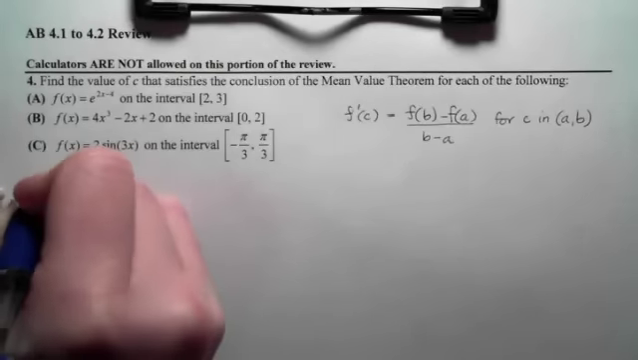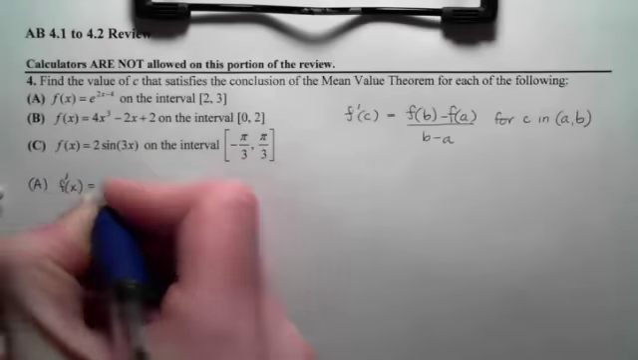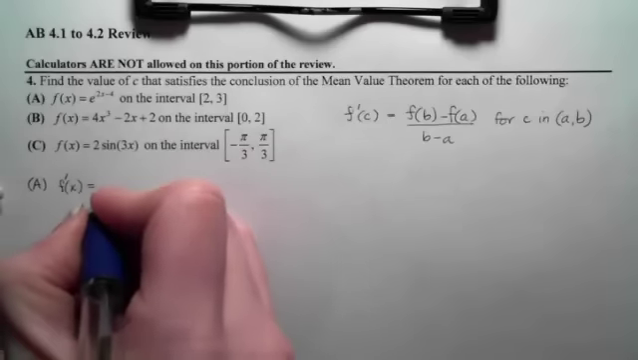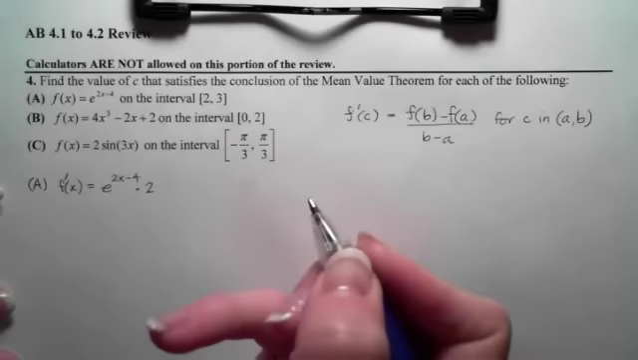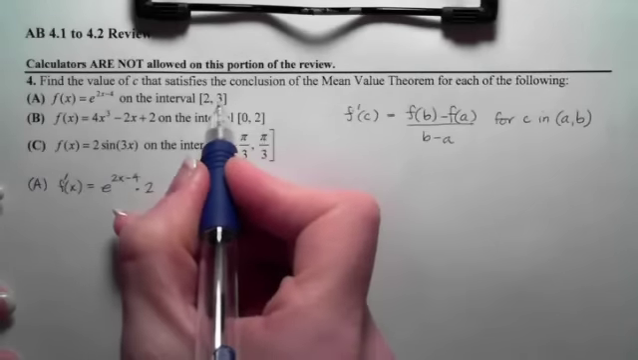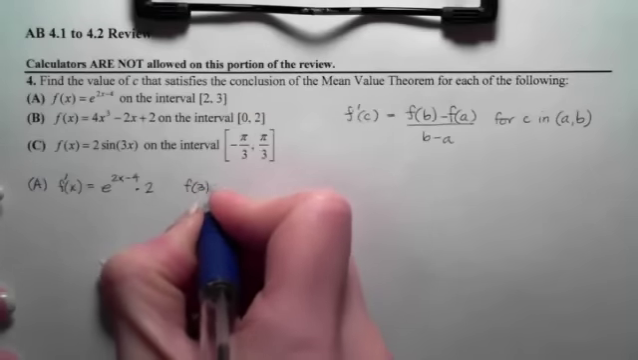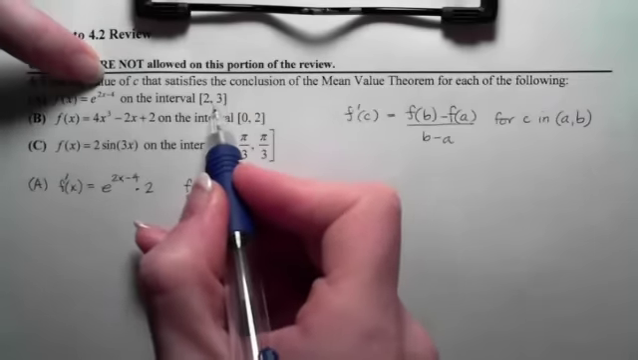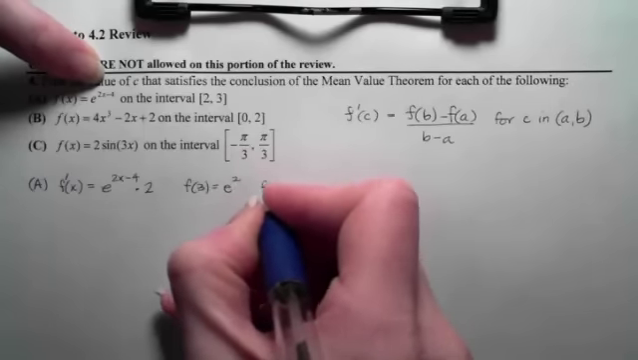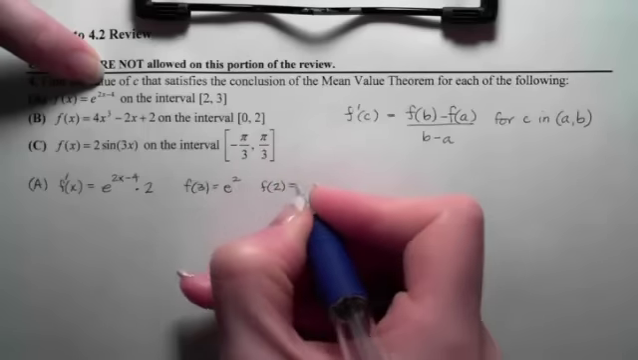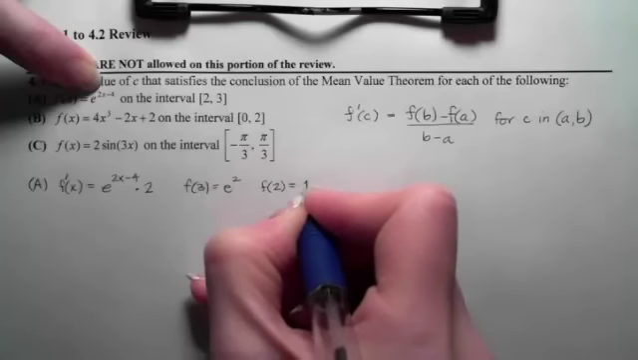So if we look at part A, we're going to need our tangent slope, which is the derivative of this function. So we do the chain rule, e to the 2x minus 4 times a 2. And then we're also going to need f of b, which is this f with the 3 plugged in, which would be e to the 6 minus 4, which is e squared. And then we also need our f of a, which is f of 2, which would be e to the 4 minus 4, which is e to the 0, or 1.